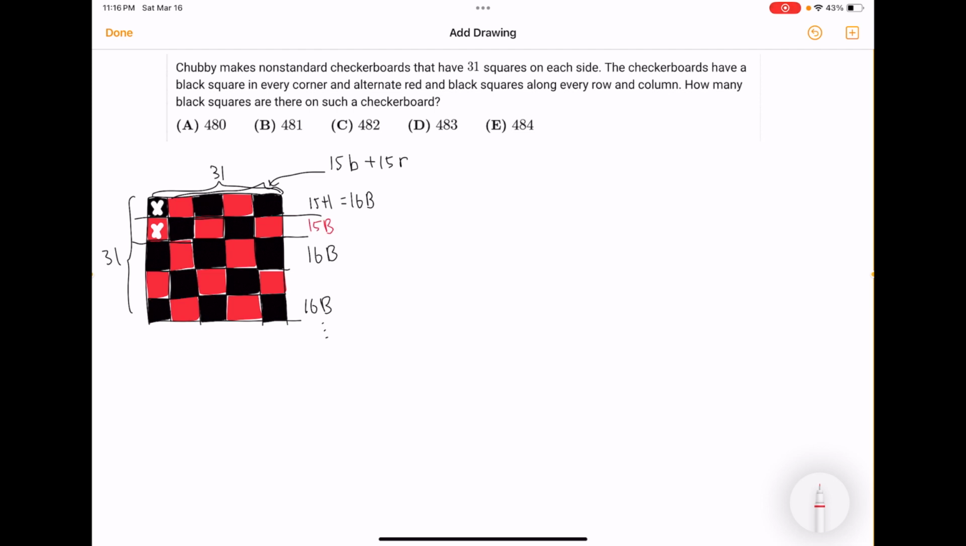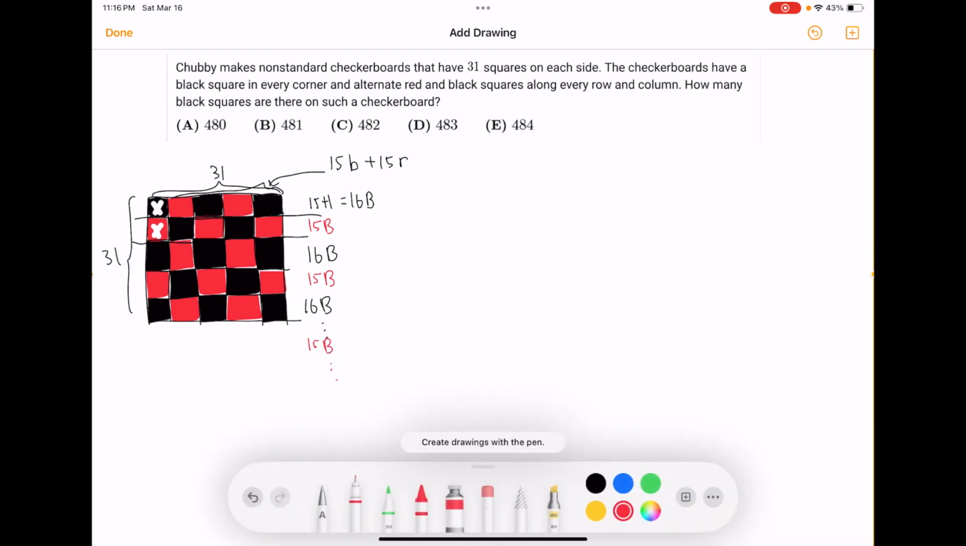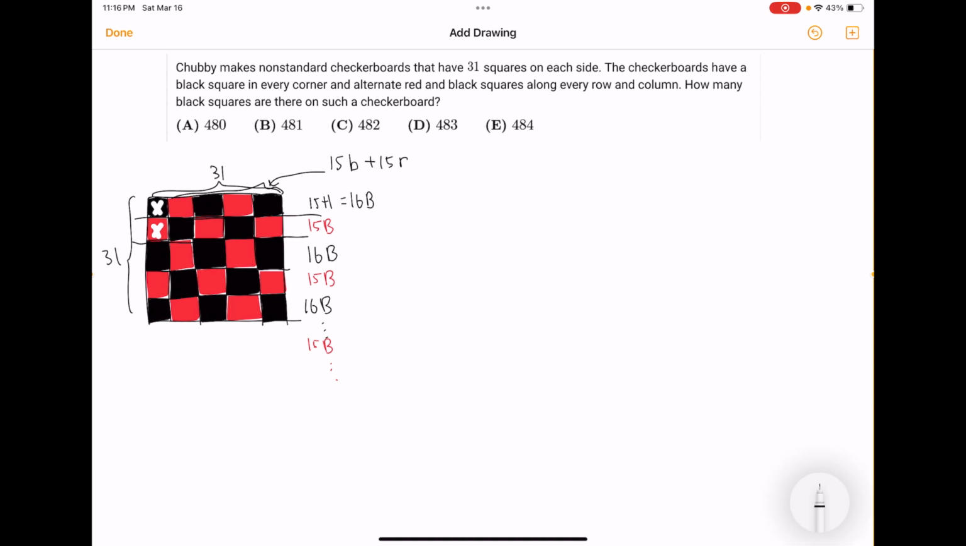Again, it applies to every other row. So this row would also have 15 black squares, and then 15 black squares on that row and so on. So now we have figured out the number of black squares on each row, but how many rows are there for 16 black squares and 15 black squares? Well, it's kind of the same thing.